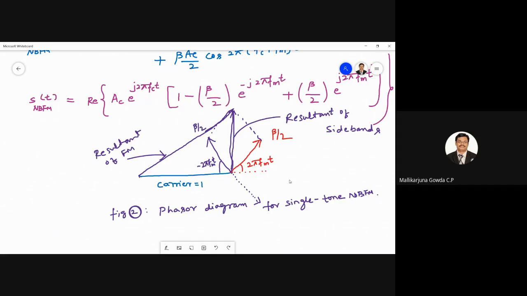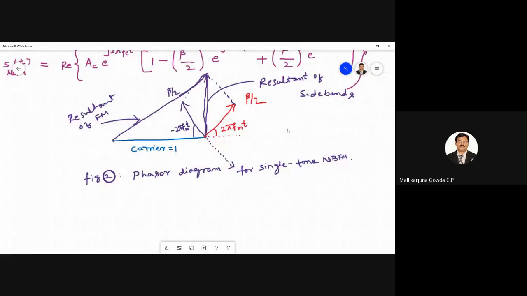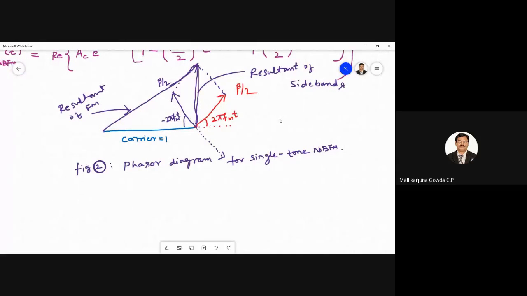So in case of narrowband FM, the resultant of the phases corresponding to these two side bands is perpendicular to the carrier phasor. The narrowband FM phasor has approximately the same amplitude as the carrier phasor, but it is out of phase with it. Is this clear? That is why we say in FM the envelope of the modulated signal is constant. So with this, let us take up the next one, that is wideband FM.